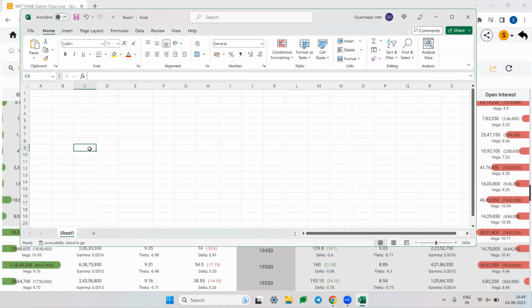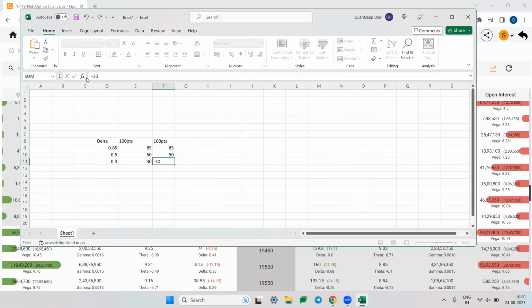So let's say, opening Excel, delta: 0.85, let's say 0.5, and let's say 0.3. Now if Nifty goes up by 100 points, it would be the delta into 100. So it would be 85, 50, and 30. I did it purposely because I just wanted to show how it will work. Now the scenario is that if Nifty goes up by 100 points, I'm making a good chunk on the in the money option, the higher delta option. But if Nifty goes down by 100 points, I'm losing 85, 50 and 30. So where are my maximum losses? My maximum losses are at this particular point.